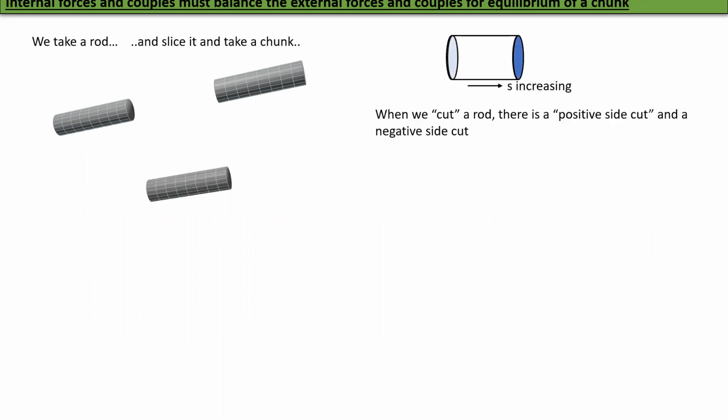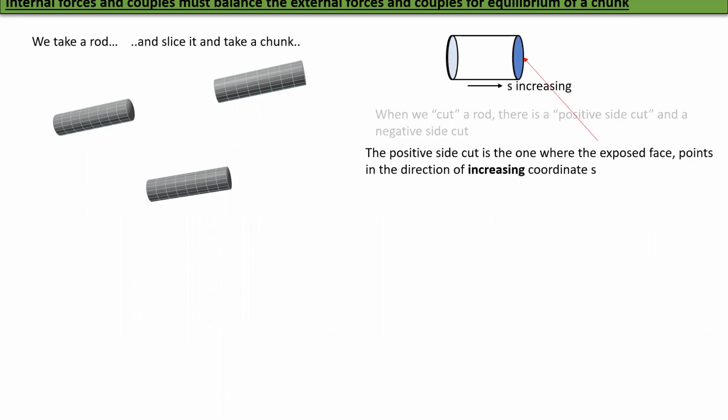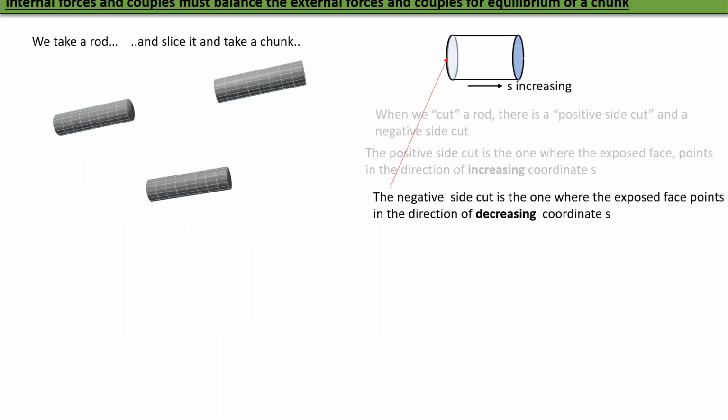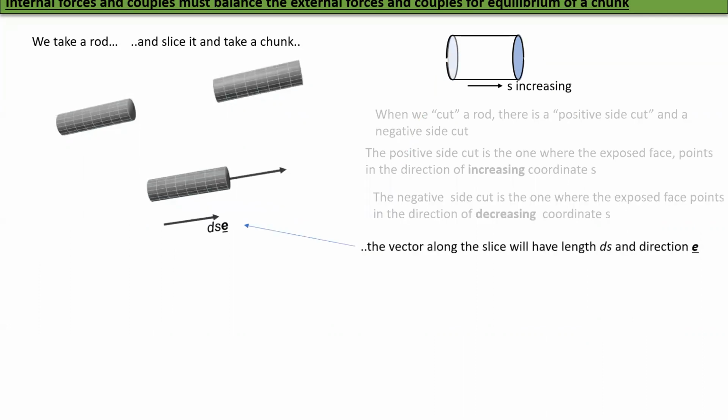When we cut a rod, there is a positive side cut and a negative side cut. The positive side cut is the one where the exposed face points in the direction of increasing coordinate S. The negative side cut is the one where the exposed face points in the direction of decreasing coordinate S. The vector along the slice will have a length ds and direction E. Can you see that? The direction of the vector is E, its length is ds.